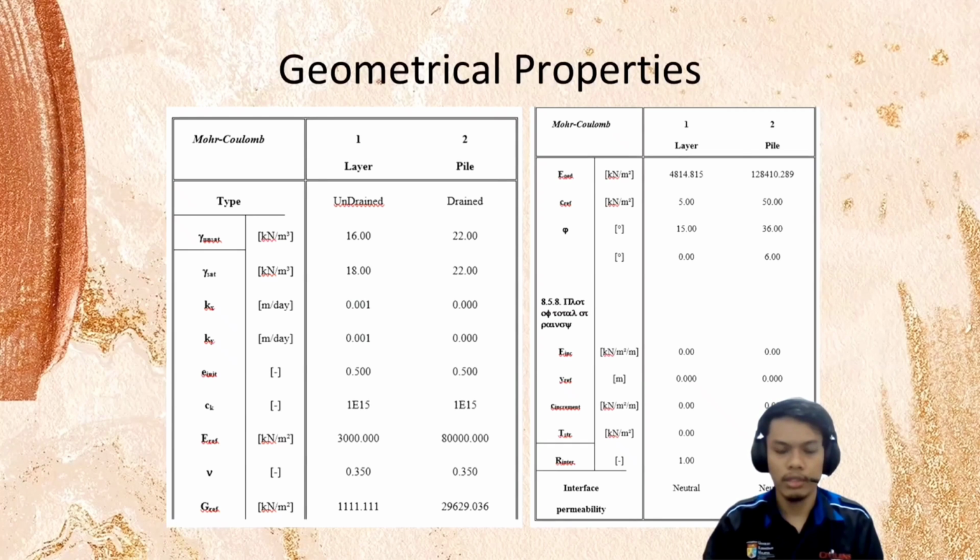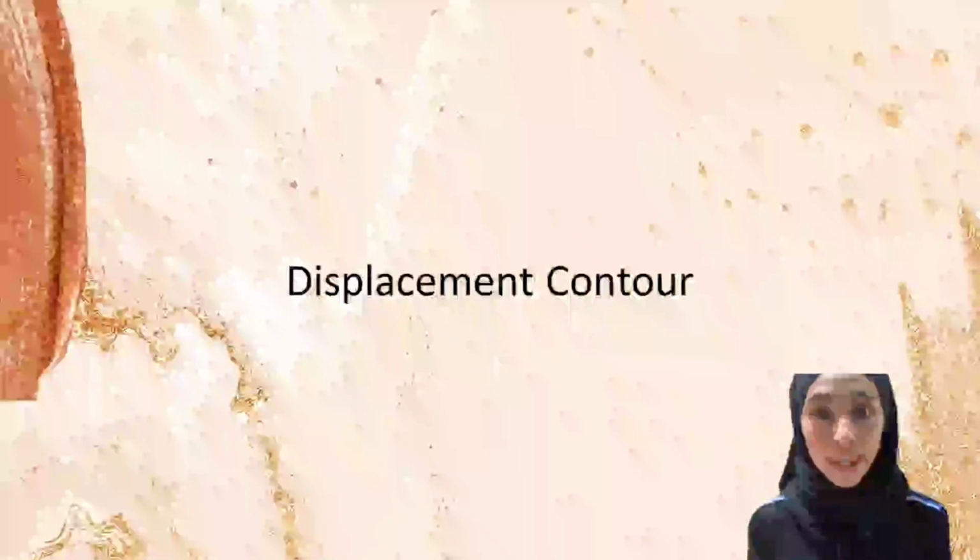So we have here for the undrained, the gamma unsaturated is given by 16 and the saturated value is given by 18. So next we have the Kg, Kc, the Ck, and all of these values will then be used to calculate the factor of safety in manual calculation. So I will be presenting for my part.